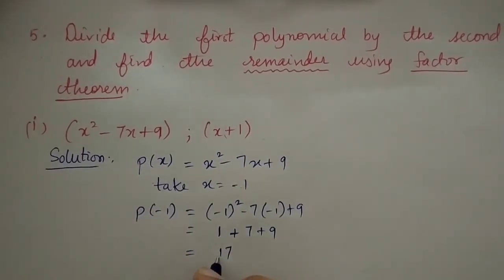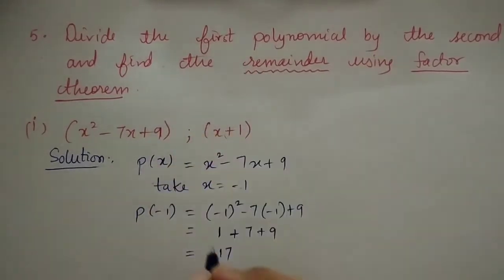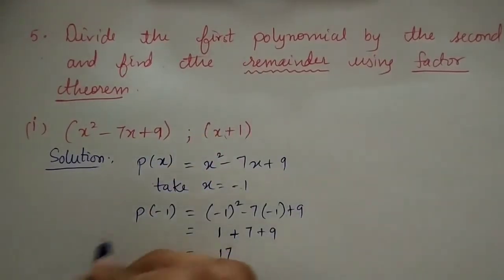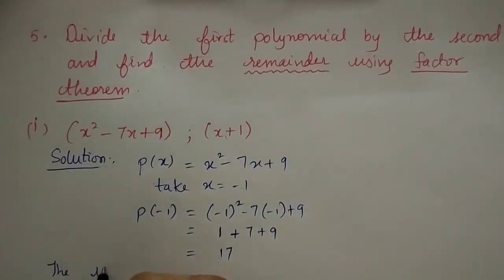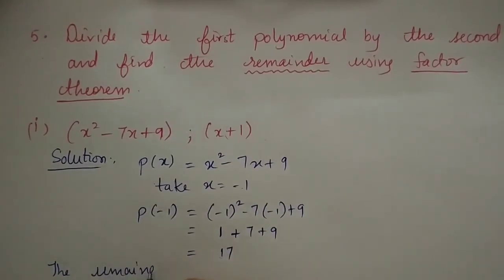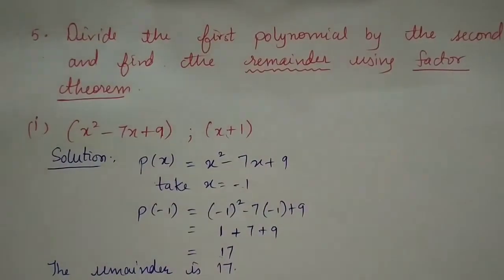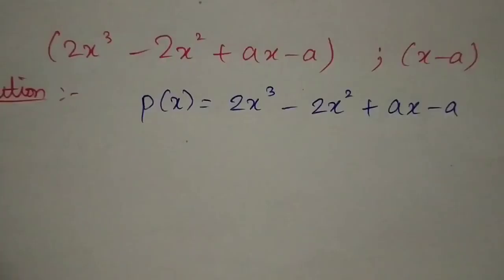So what is 17 here? We have to find out the remainder. So we will say the remainder is 17. This is your answer. Okay, let us try doing the second row.